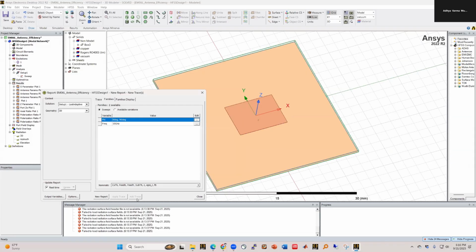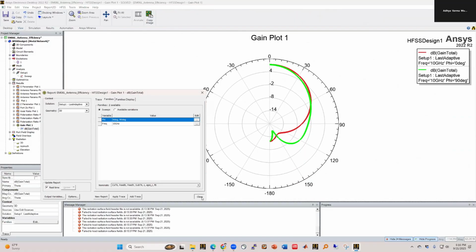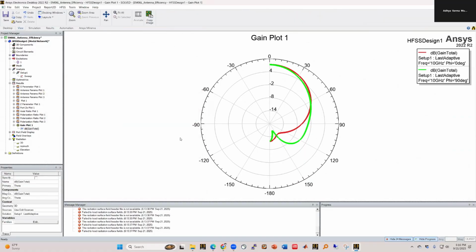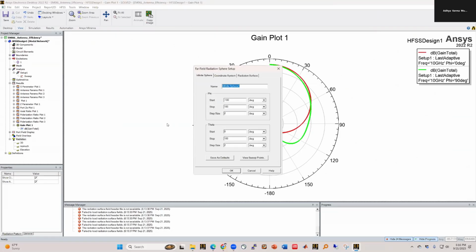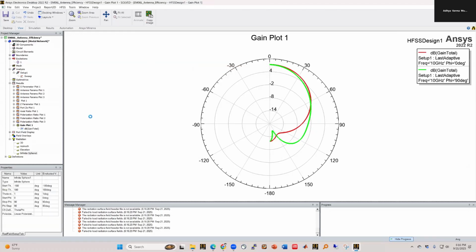Control and select that. And then we can plot it. Okay, so the way it plots it, I actually don't like. So what I usually do is I add my own radiation box, infinite sphere, and I'll only set phi 0 and 90. Step size of 90. So minus 180 to 180 with a step size of 1.